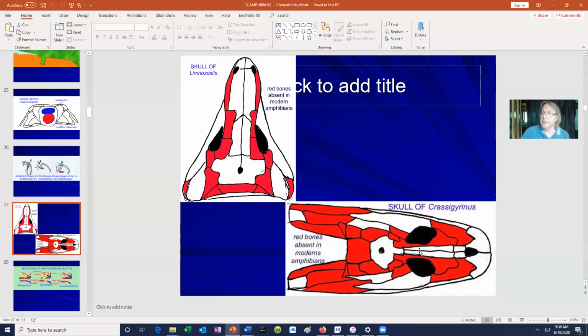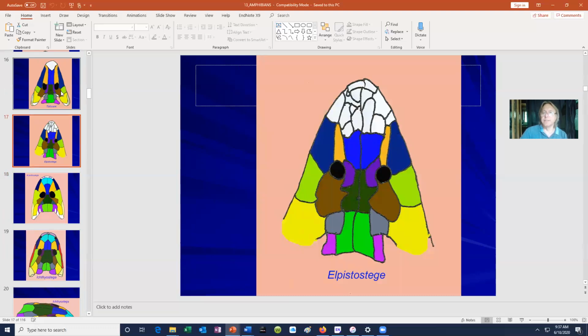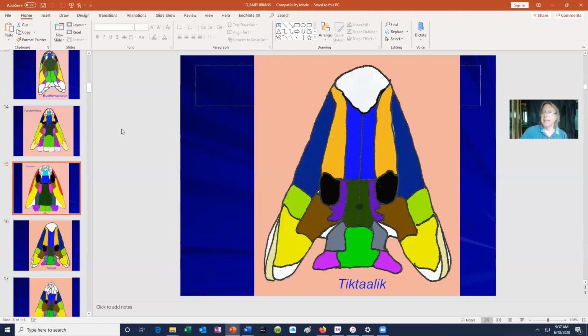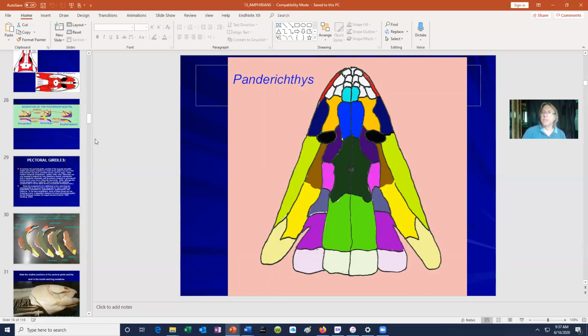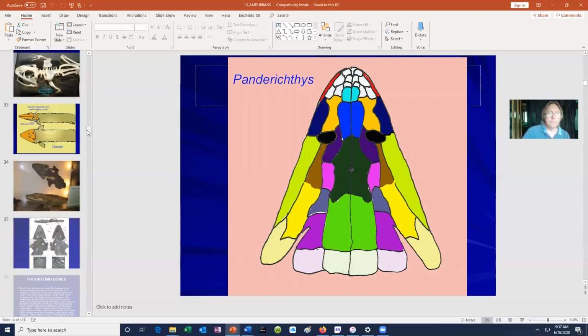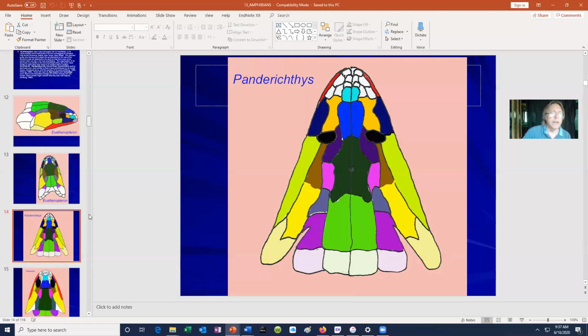Here are fossil amphibians. Notice all the red bones. These red bones are not present in a single amphibian today. No frog, salamander, or caecilian possesses these red bones, but they were present not only in the first amphibians, but also in this fish, the fish ancestors. So the skulls of these fish certainly seem to be the ancestral form of the skulls of the first amphibians. The first amphibians even then have the lateral line organs.